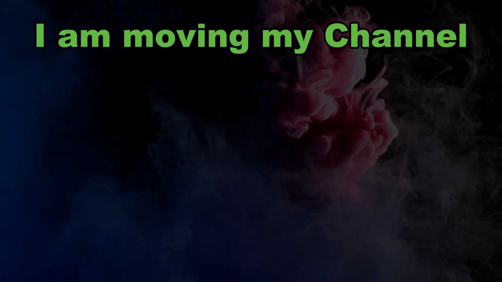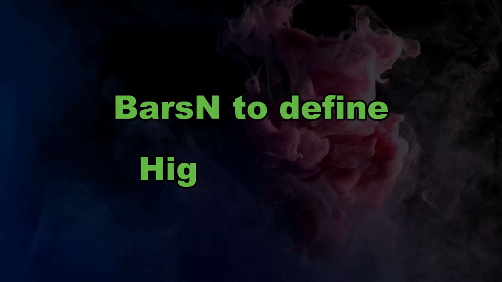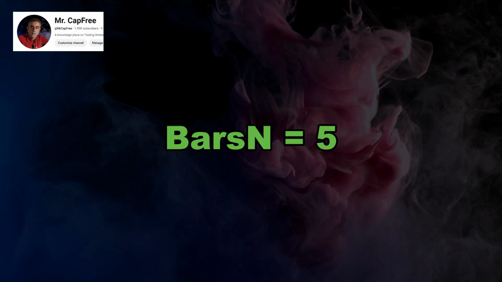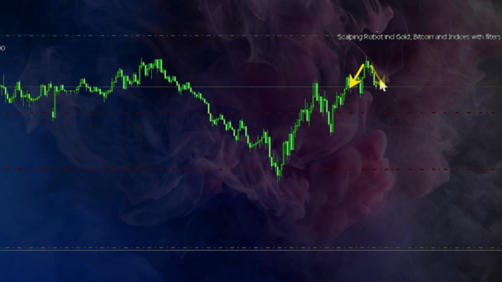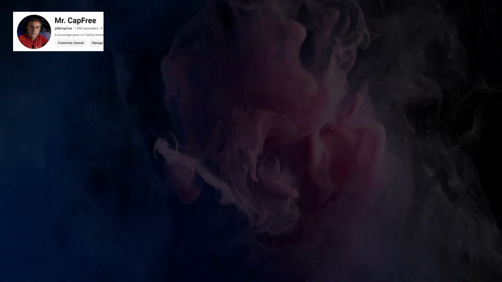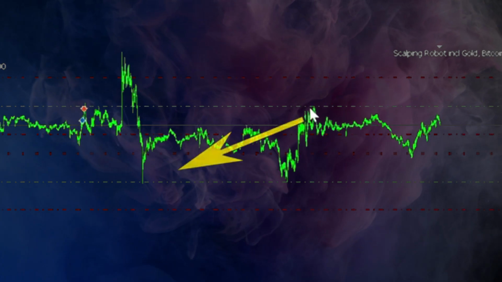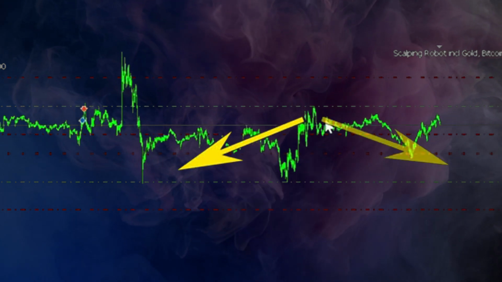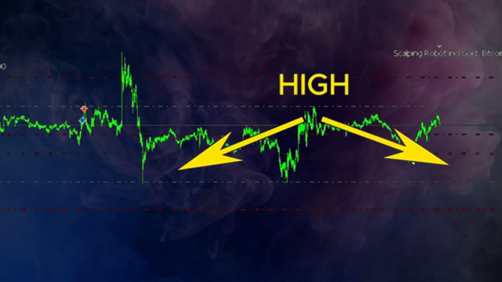And this brings us to the last key settings, which is the bar's N value, which is what we use to define the highs and lows in the market. So let's say if you put the value as 5, then the EA is going to try and find the price structure where there are 5 candles to the left and 5 candles to the right, all below the middle candle, and then it's going to call it a high. But if you put the value as 100, now the EA has to find a price structure where there are 100 candles on the left and 100 candles on the right, all below the middle candle, before the EA says that it is a valid high.